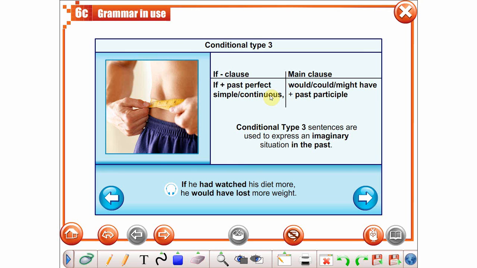And now the third type, conditional type 3. In conditional type 3, we have if followed by past perfect. Past perfect means had plus past participle. In this case, the main clause or the result should have would, could, or might have plus past participle, like the example here. If he had watched his diet more, he would have lost more weight.